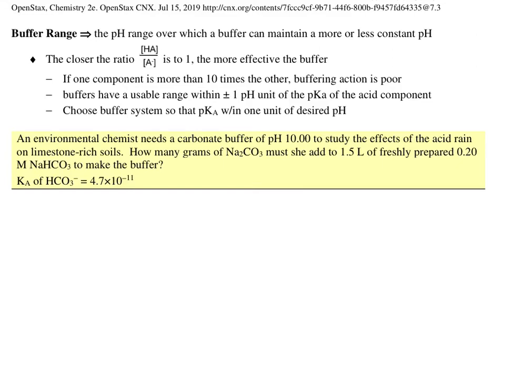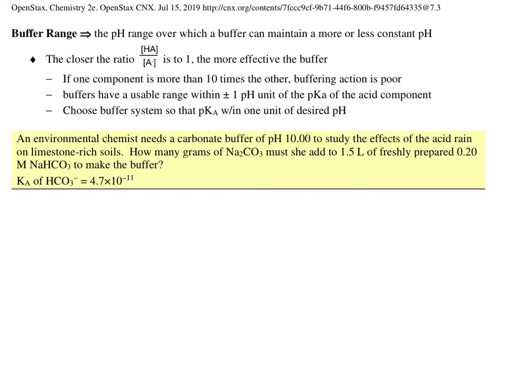The next aspect of buffers is the buffer range, the pH range over which a buffer can maintain more or less a constant pH. When we considered buffer capacity, we noted that the larger the concentrations of each of these components, the greater the buffer capacity, the greater amounts of the acid and the base that can be potentially absorbed with minimal pH impact.